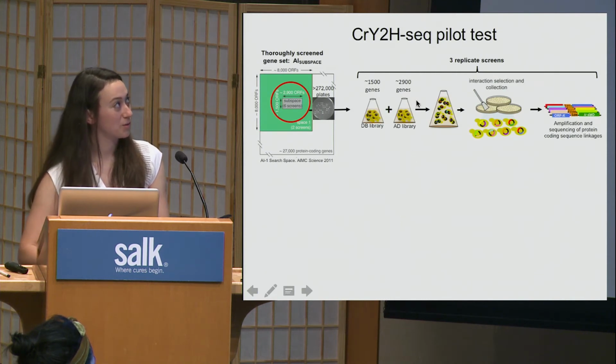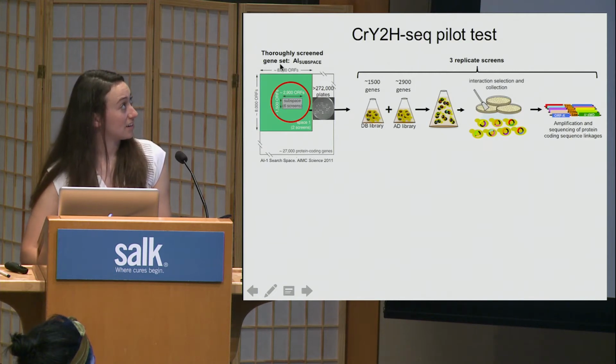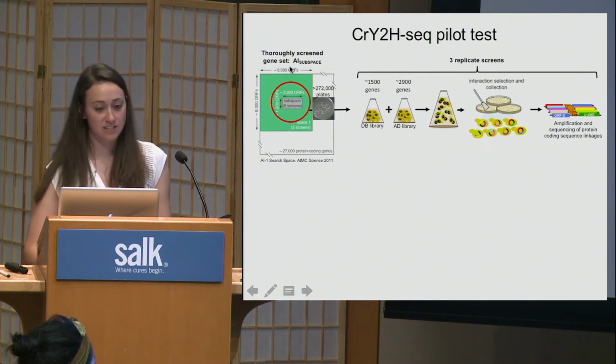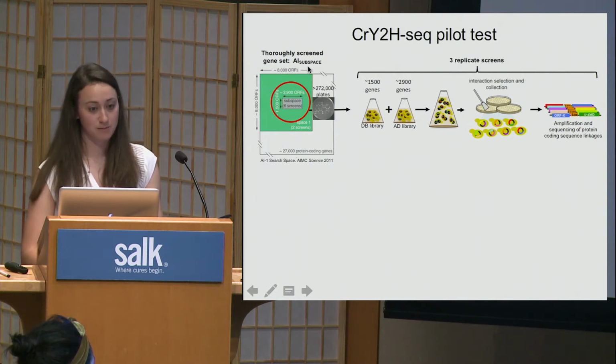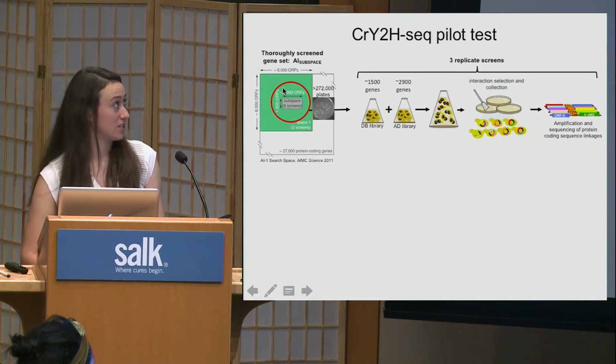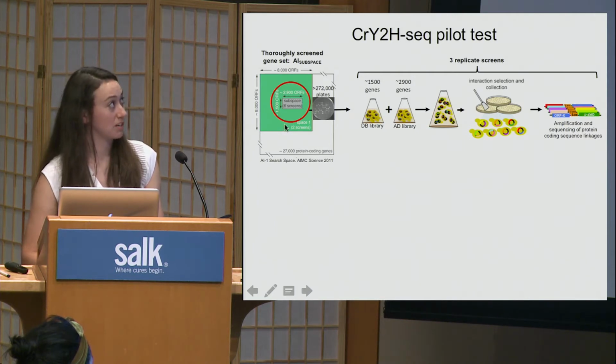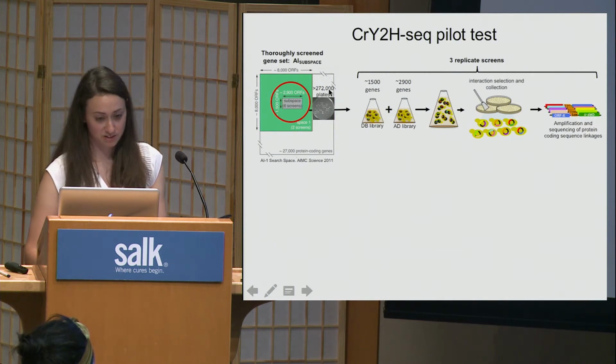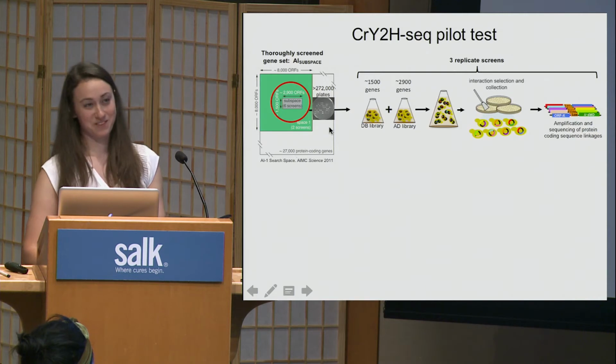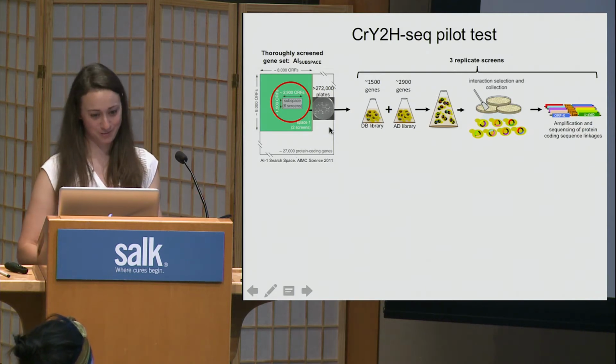So with that, I went on to do a pilot screen test, and I used this thoroughly screened Arabidopsis gene set. So this is the Arabidopsis interactome subspace, and it consists of 1,500 genes screened against 2,900 genes. And I used this because it was tested in traditional yeast-2 hybrid in 6 replicate screens, which amounted to more than 272,000 plates. So this was a labor-intensive, long-term screen.